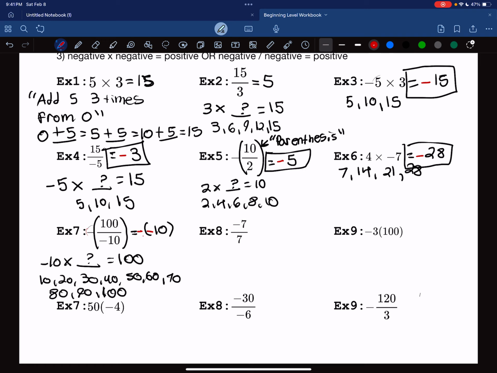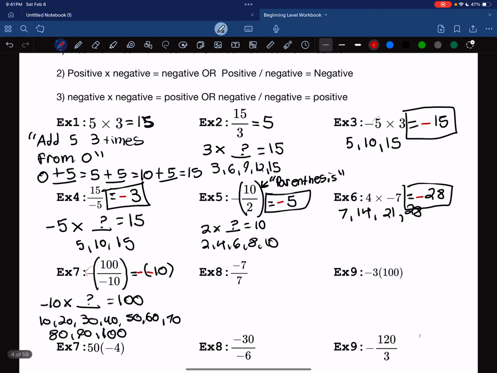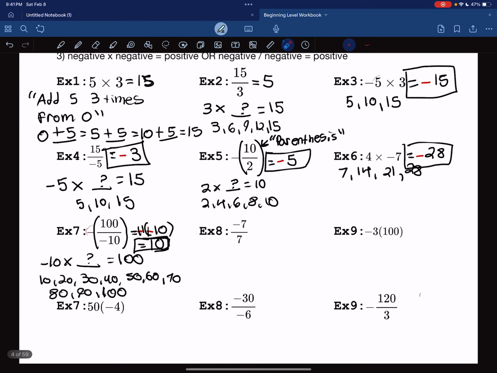So we have negative times negative 10. Whenever you have two negatives, you can either just say chop, chop, and that'll get you a positive 10, which is our answer. Or another thing you can do is think of this as a negative 1 times negative 10, and we know two negatives being multiplied together will get you a positive answer.